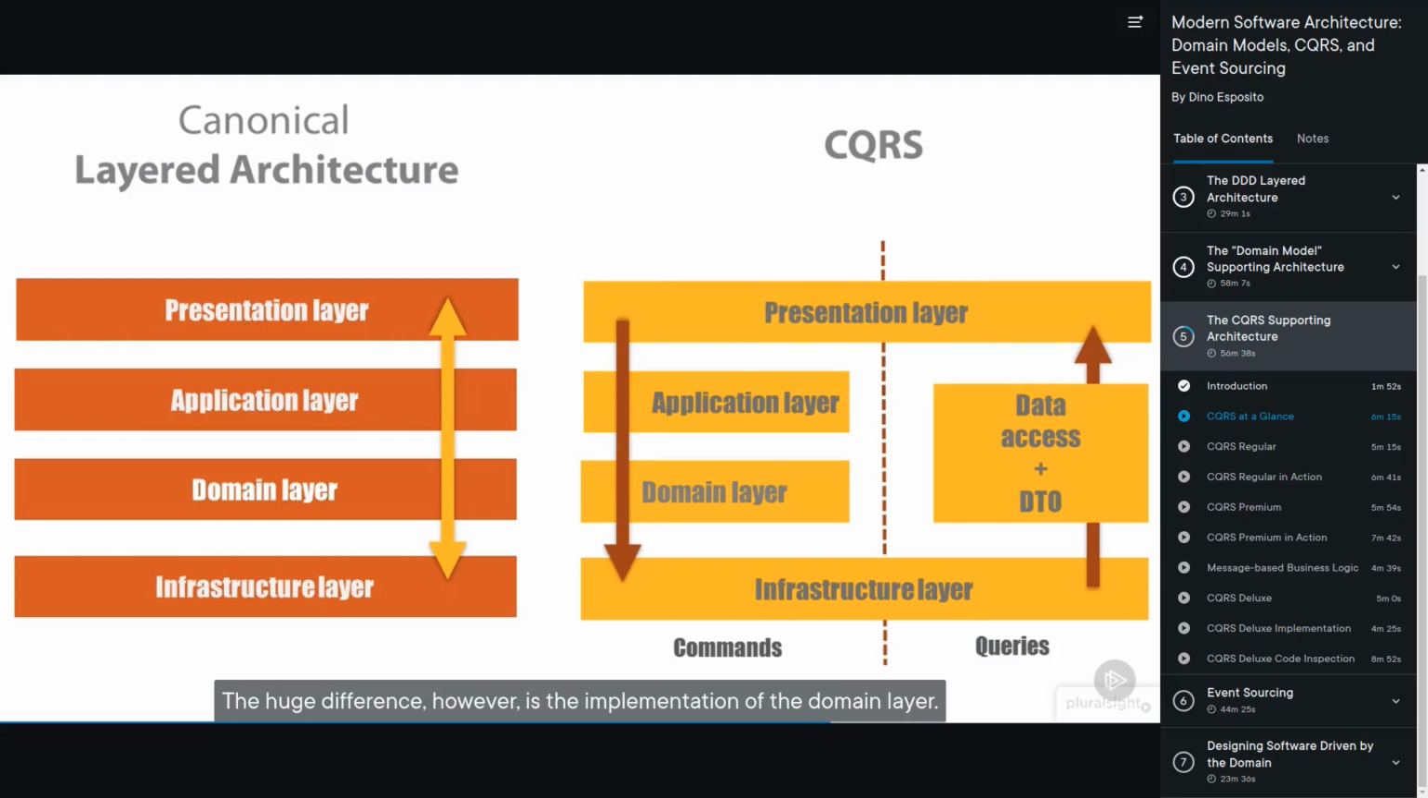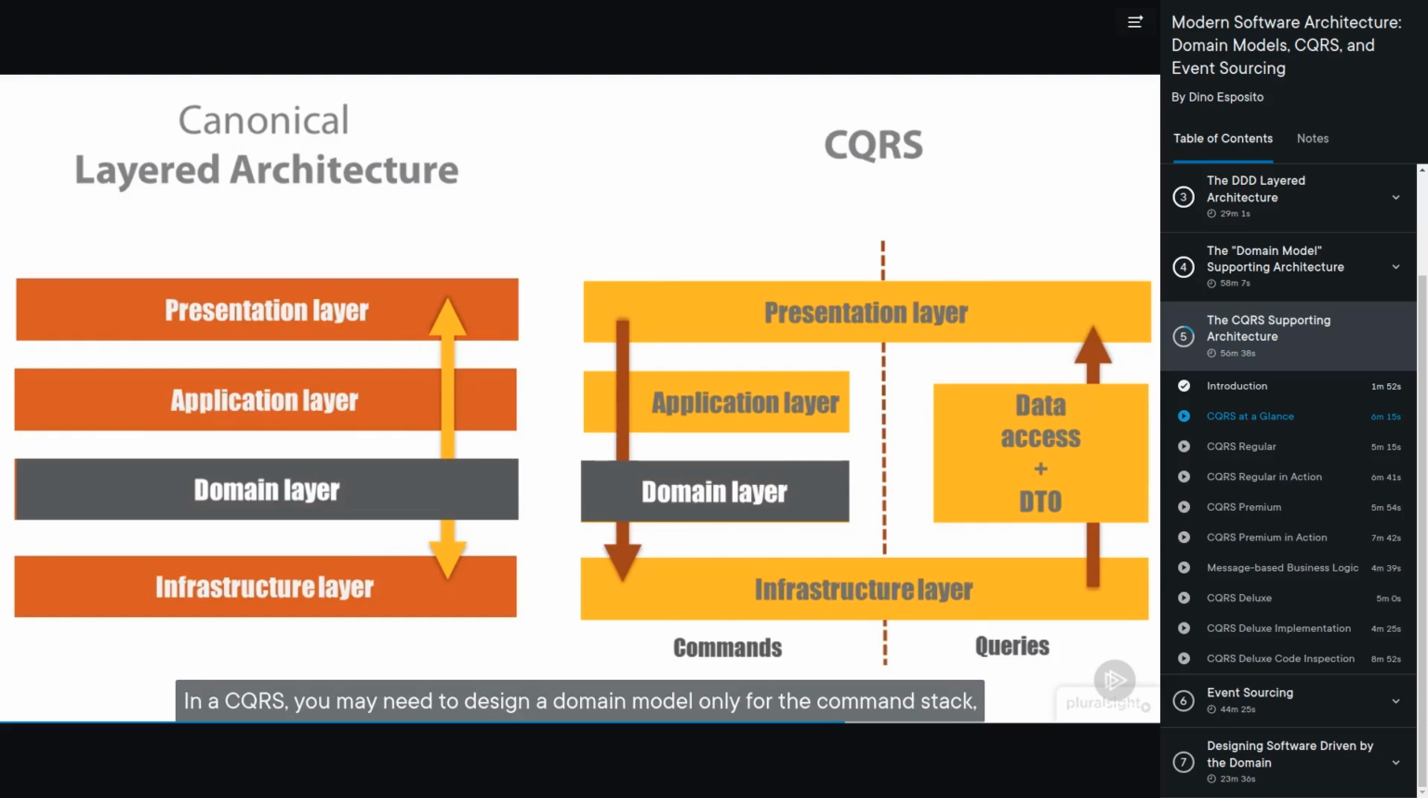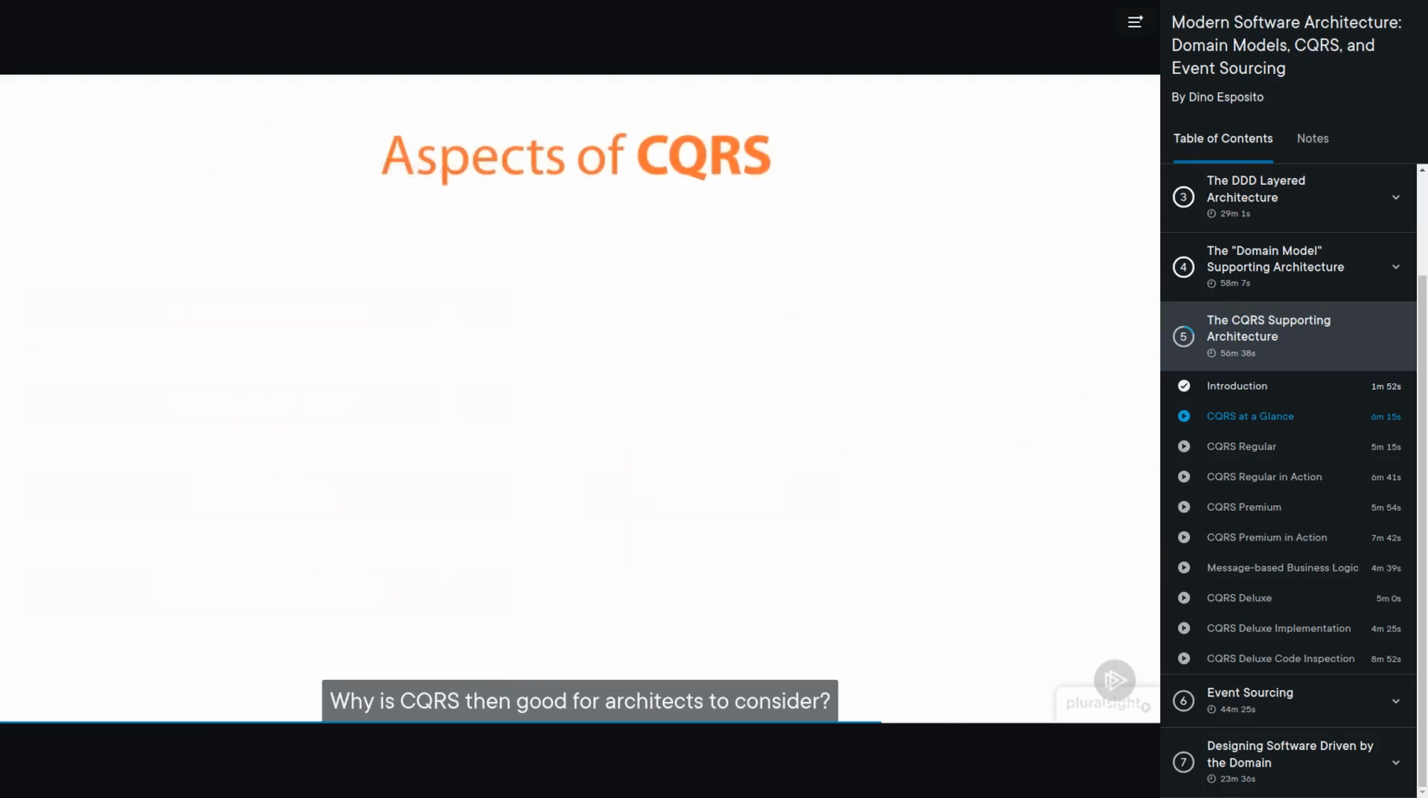The huge difference, however, is the implementation of the domain layer. In CQRS, you may need to design a domain model only for the command stack and can rely on plain DTOs and direct data access in the query stack. Why is CQRS then good for architects to consider?